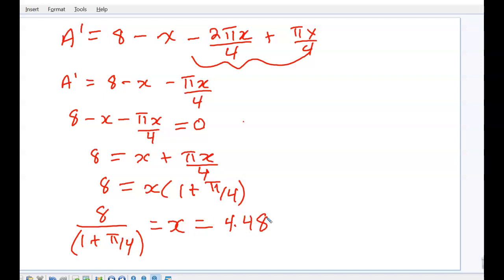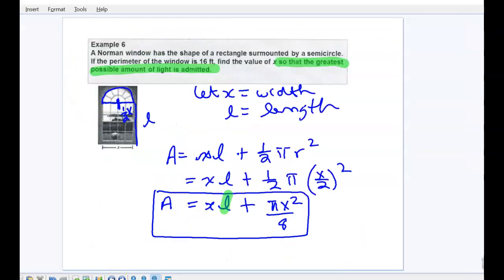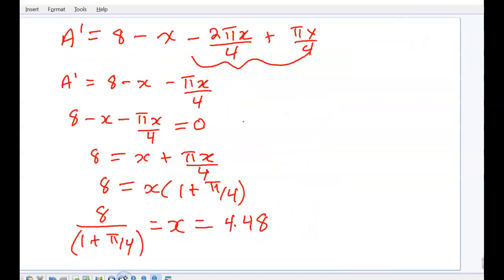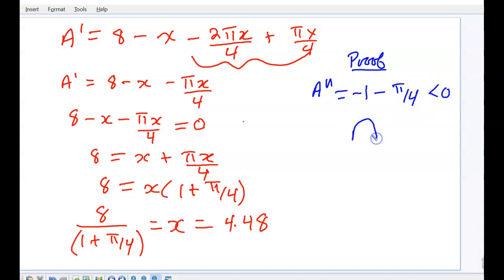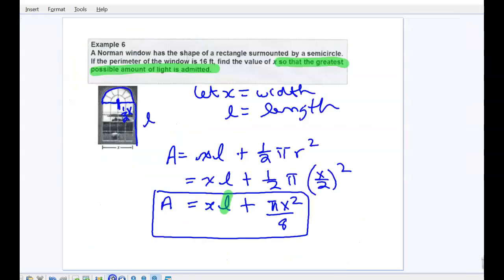Now I have to conclude or prove that we're looking for a maximum, because we want the greatest amount of light. So if I take my second derivative, this is going to be my proof. My second derivative is going to be -1 minus pi over 4. And that is a constant, and it is less than 0. So therefore, my graph is going to be concave down, and my critical number of 4.48 is going to be a relative maximum.